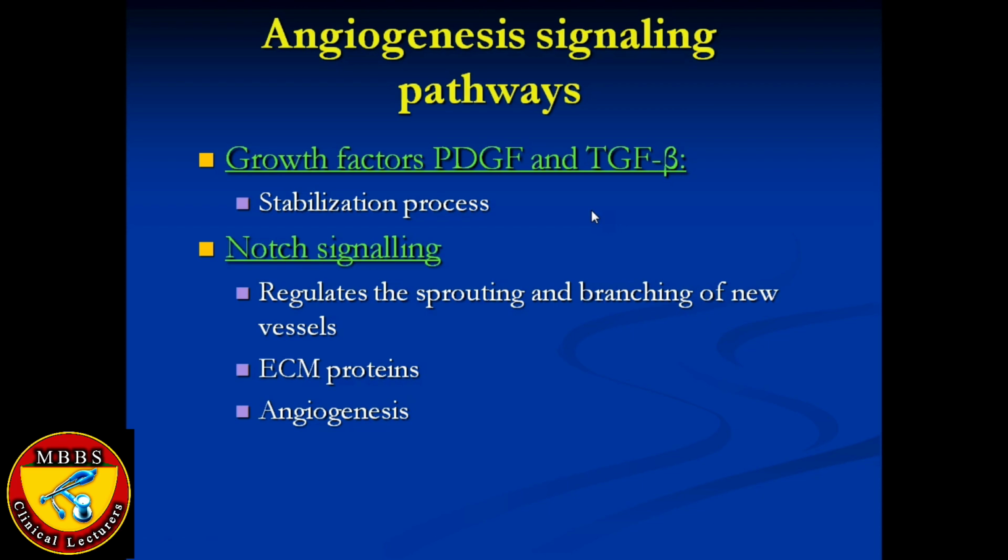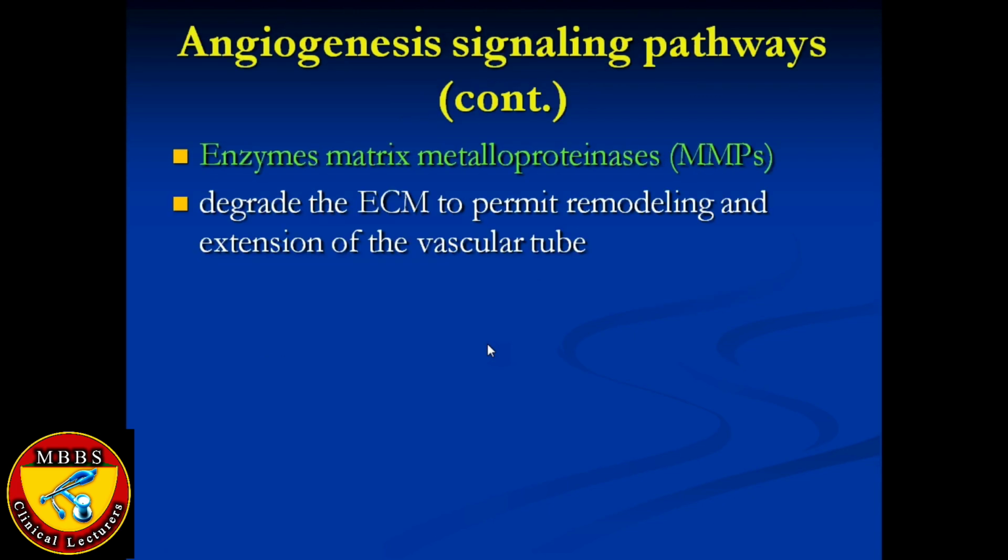And the notch signaling, as I told you, is very important in regulating the sprouting and the branches, such that there is no crowding together of these vessels and they are moderately spaced out. Finally, there is a role of enzymes, the matrix metalloproteinases, which degrade the extracellular matrix to permit the remodeling and extension of the vascular tube.